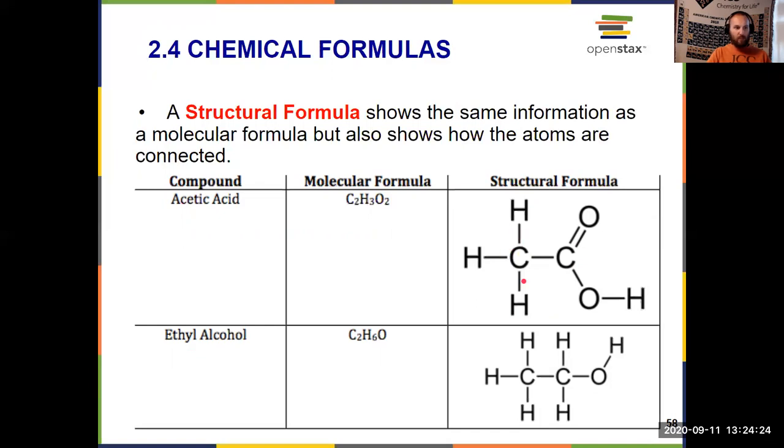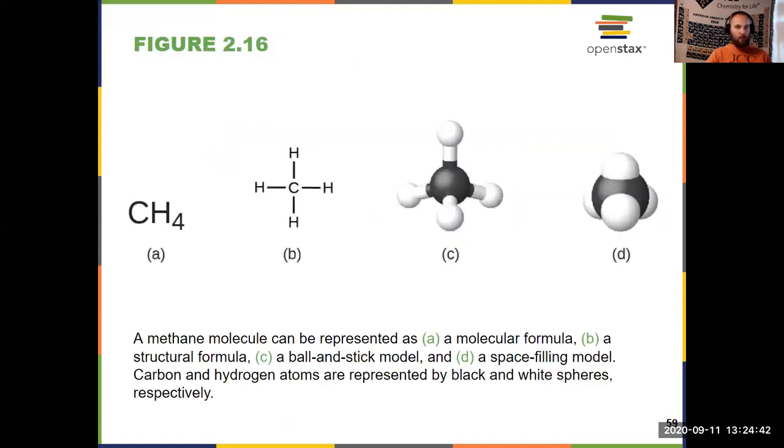Every line represents a single bond, and a double line like that represents a double bond. If you ever see 3 lines, that's a triple bond. The lines represent bonds that hold the atoms together. So the structural formula gives you a little bit more information than the molecular formula. There are other types of formulas as well. Ball and stick models, which you'll see in chapter 7, are really useful for showing molecular geometries. And then a space filling model over here, letter D, is really useful for showing things like relative size and molecular dipoles, which we'll also talk about in chapter 7.